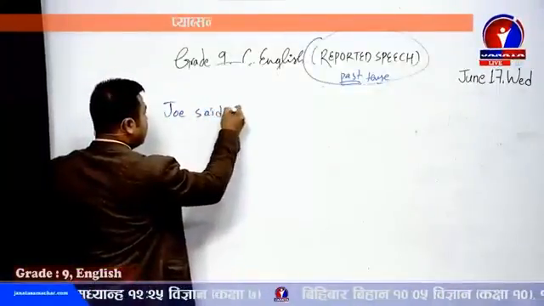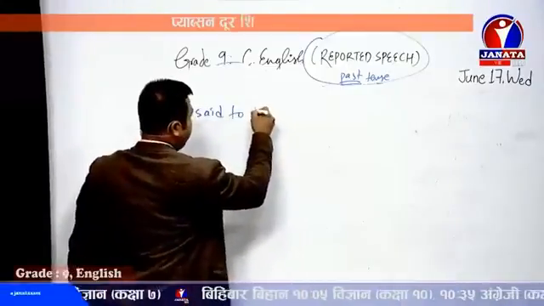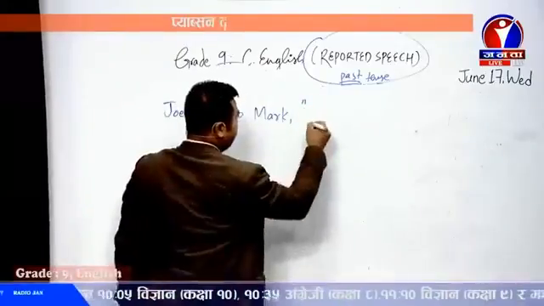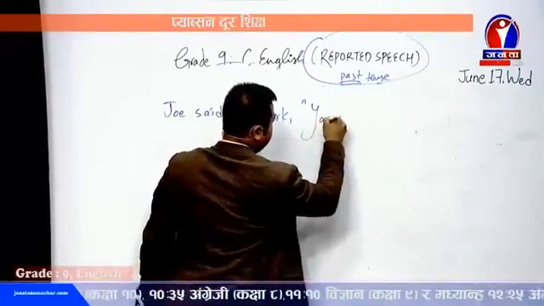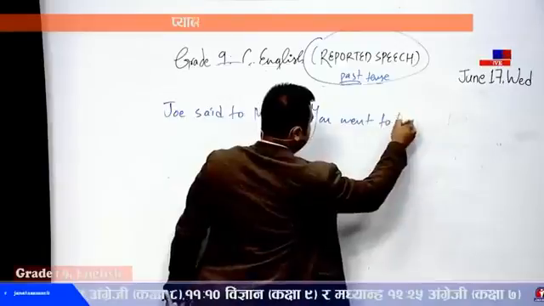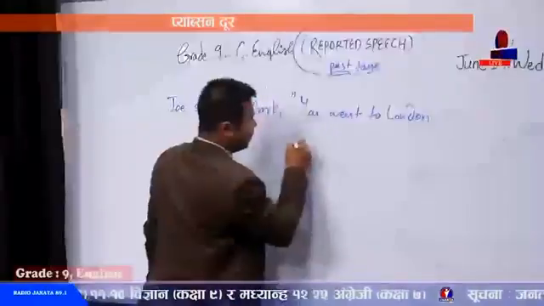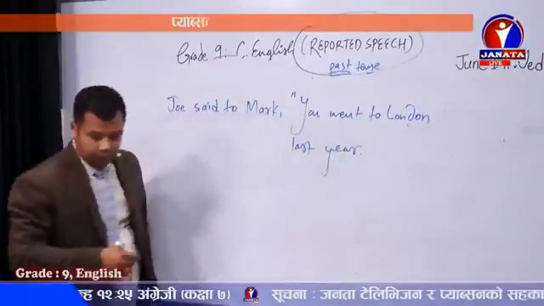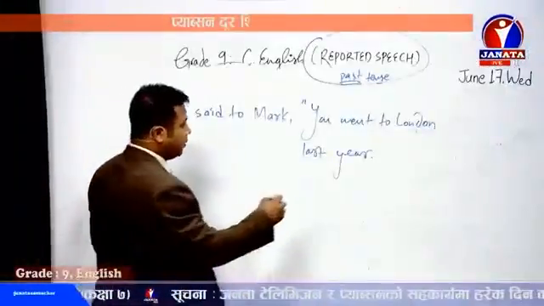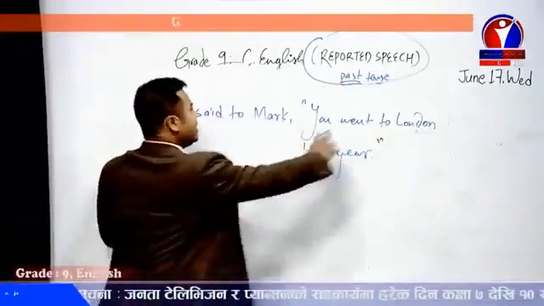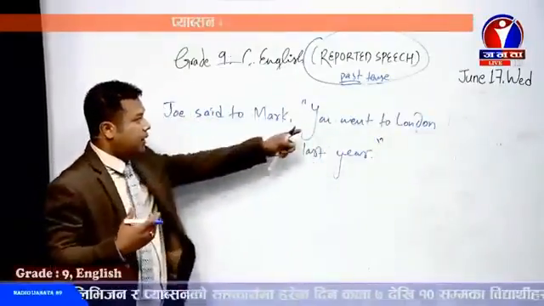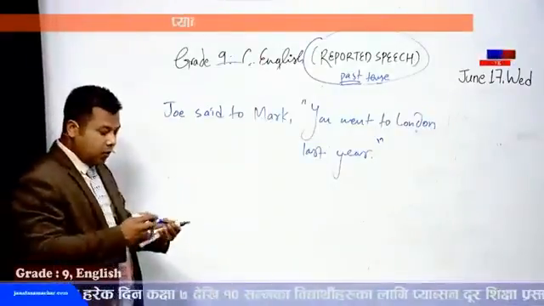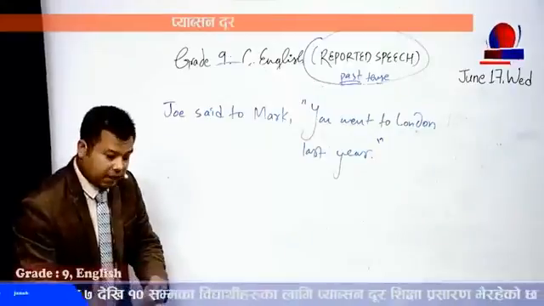Joe said to Mark, you went to London last year. Or if you're just confused, write any sentence that your mind can think of, just like I have written. You went to London. Then, how do we transfer this into indirect speech? We'll try to make it very easy.